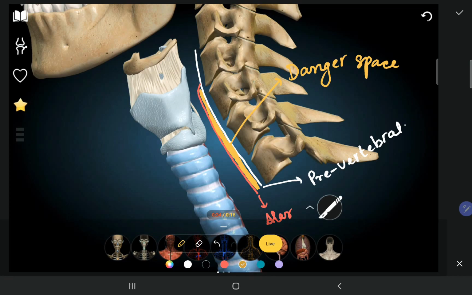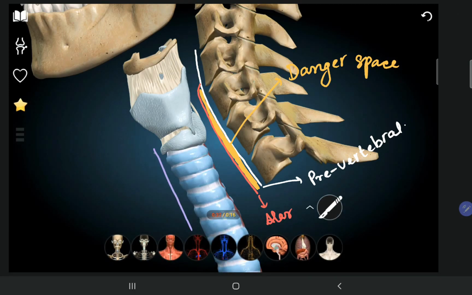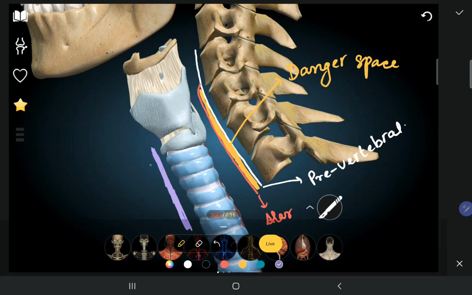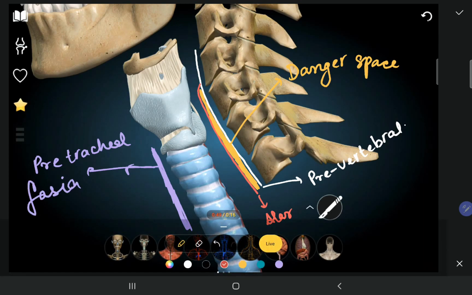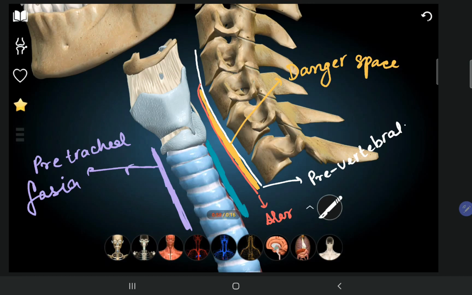And we also have a fascia which is surrounding the trachea. So this is going to be our pretracheal fascia. If it is surrounding the visceral organs, then that is visceral. If it is surrounding the muscles, then it is muscular. So this is our pretracheal fascia. And the posterior part of this pretracheal fascia is known as the buccopharyngeal fascia. So this one is our buccopharyngeal fascia, which is the posterior part of this pretracheal fascia.